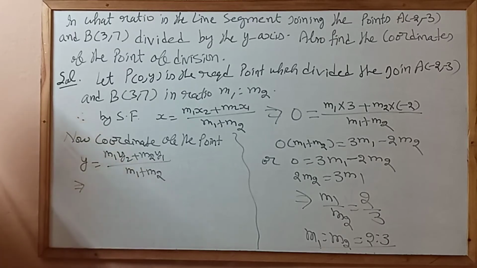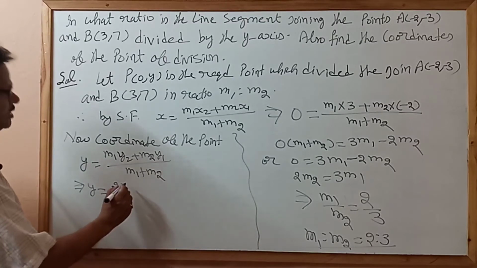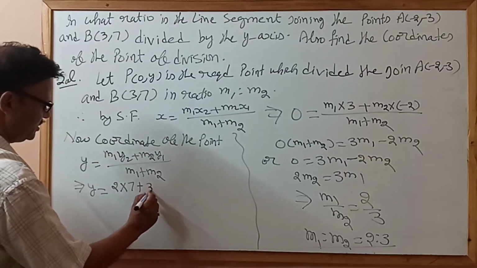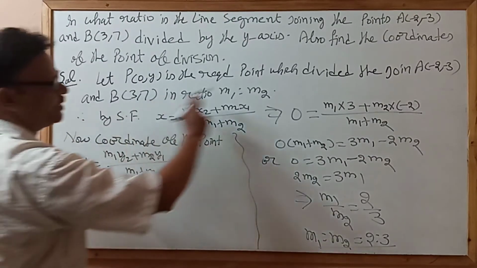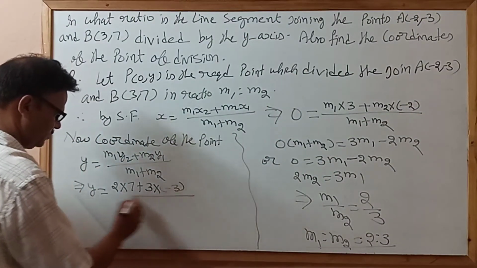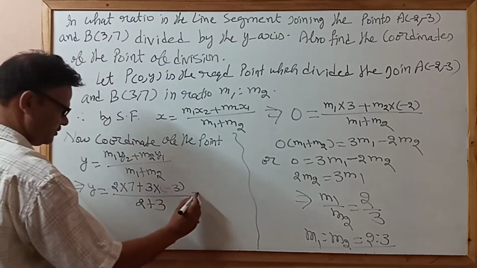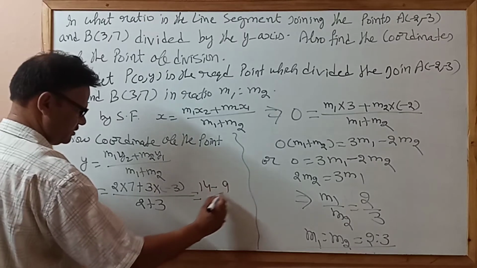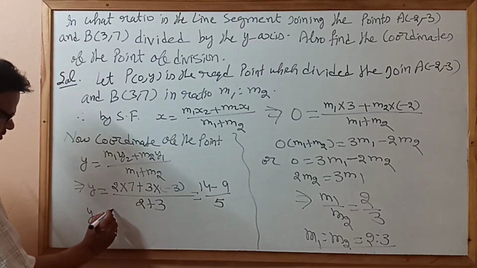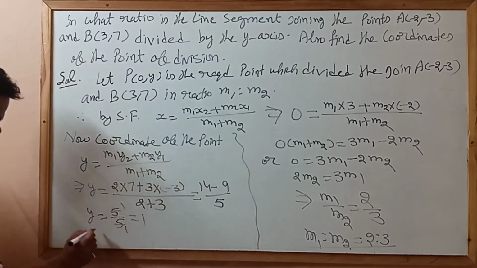So here we get y is equal to m1, which is 2, multiplied by y2, which is 7, plus m2, which is 3, multiplied by y1, which is here minus 3, over m1 plus m2, that is 2 plus 3. So we get 14 minus 9 over 5. So y is equal to 5 over 5. After simplifying we get y is equal to 1.